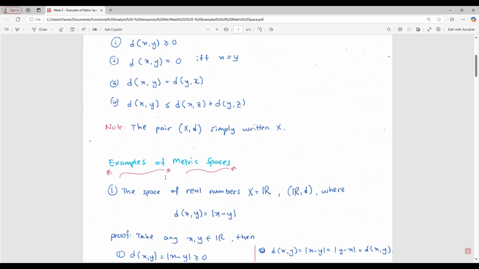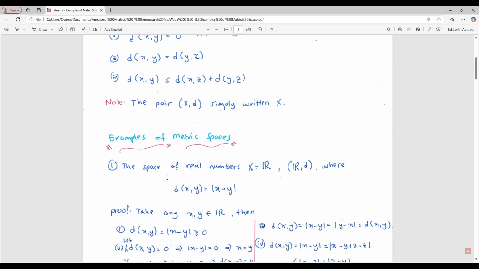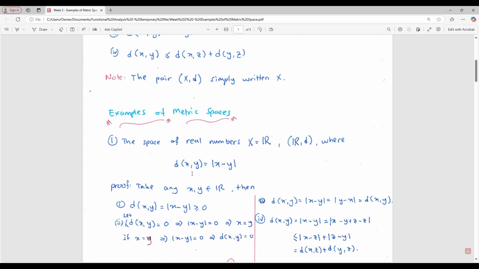Okay. So for an example of a metric space, let us consider X as the set of all real numbers, where we define the distance between X and Y, or the distance between two points or two elements in the real numbers, as follows. We take the difference between X and Y, and then we take the absolute value. So actually we are calculating the distance from point X to point Y.